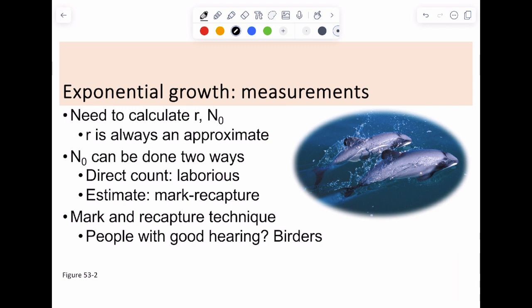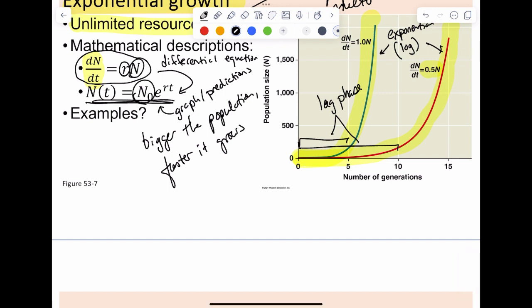Anyway, one of the issues with exponential growth is it does require you to know what's going on with the population. You need to know the starting point. So we have ways of figuring out what the number is to begin with. N-naught is our starting population. So the population at any moment in time should be the starting population times e to the rt, however the time units are, and the growth rate. These two statements are interchangeable. It's just a matter of what you're looking at.